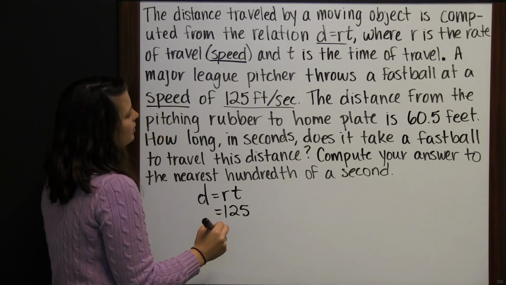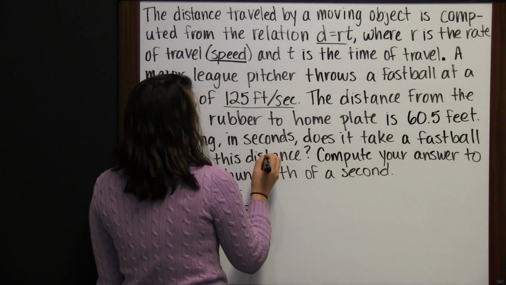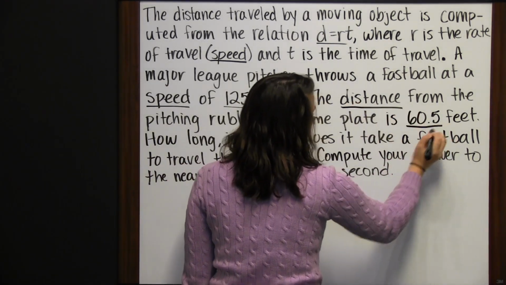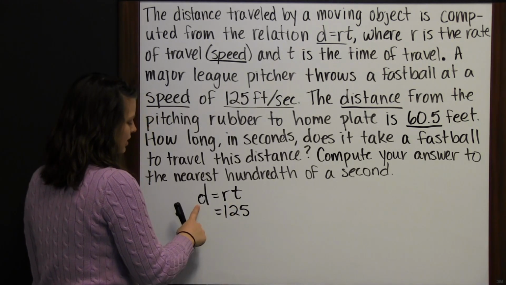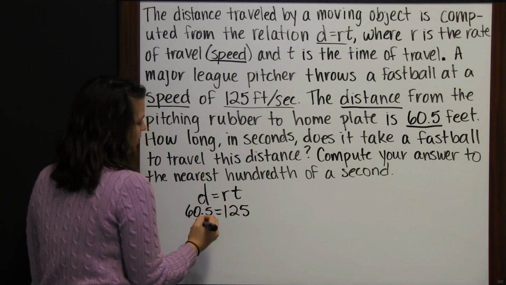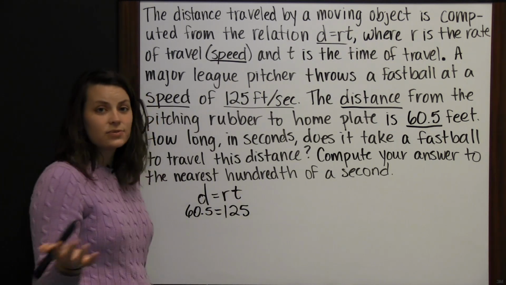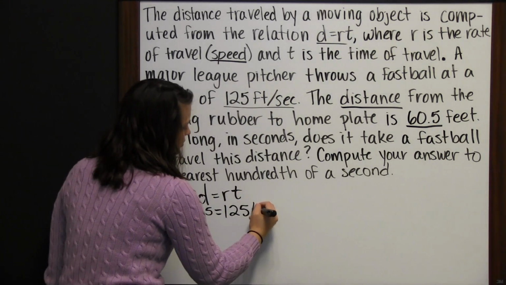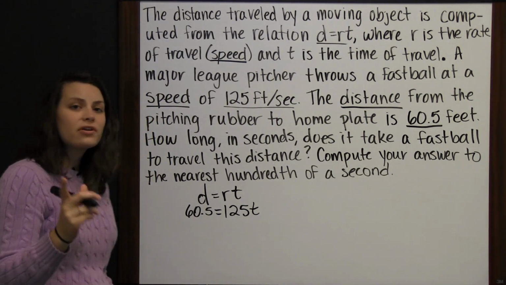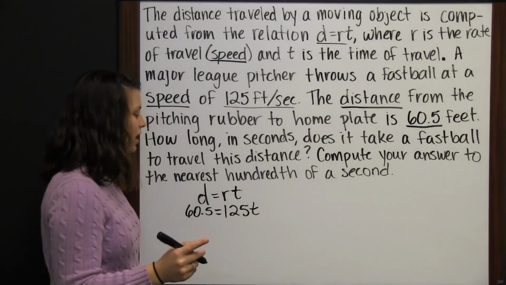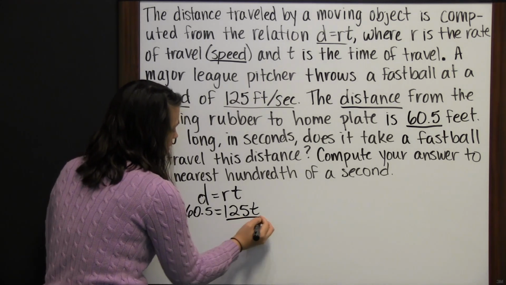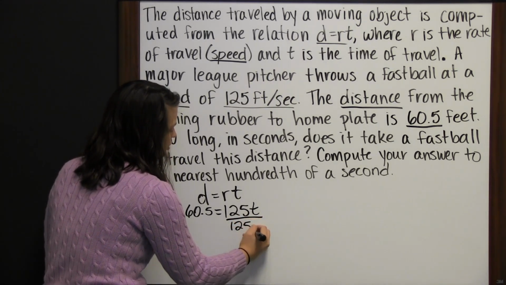125. Then they also gave me the distance, 60 5/10 feet, which means I'm going to replace d with the distance, 60 5/10. And so t is what I'm trying to find. So the t will stay there in my equation. So in order to find t, to find time, we need to solve for t by dividing both sides by 125.